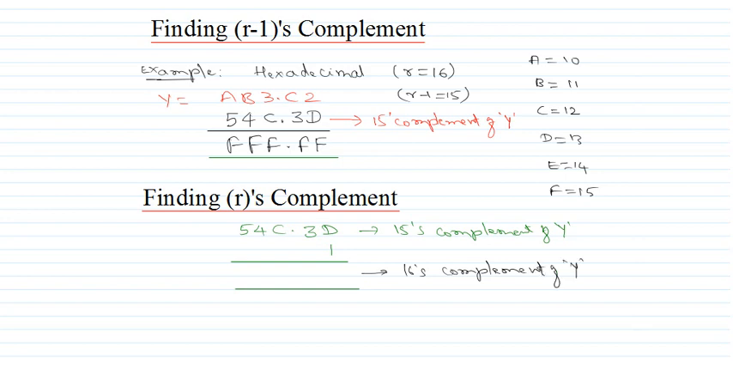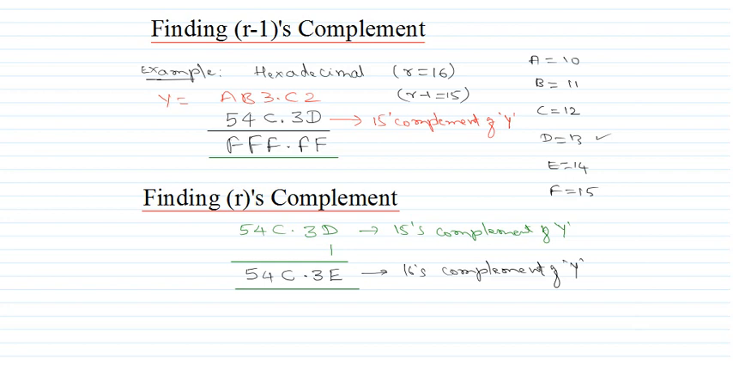So now let us add this. So here it is D. What is the value of D? D is 13. So 13 plus 1, it is 14. 14 is equal to E. So this position will be E, and this 3, nothing is there, so it will be added as it is. C, 4 and 5. 5, 4, C dot 3, E is going to be the 16's complement of Y.